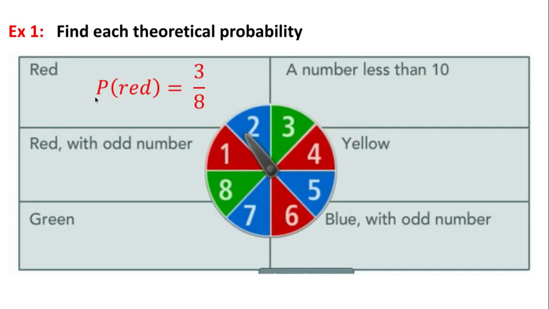Notice I wrote a shorthand for probability instead of writing the whole word, probability of. I just wrote P parentheses red. Let's do the next one.